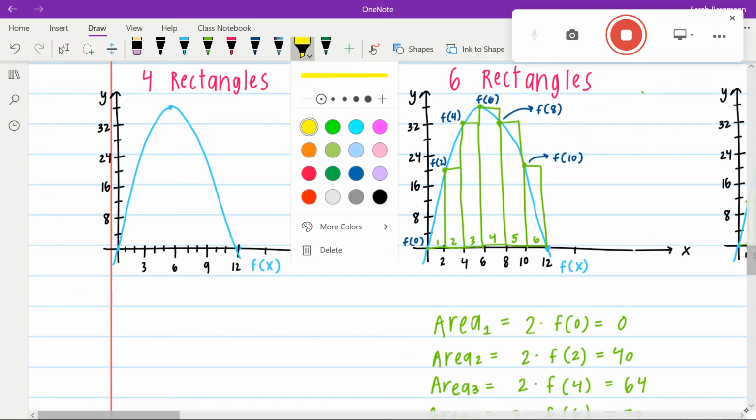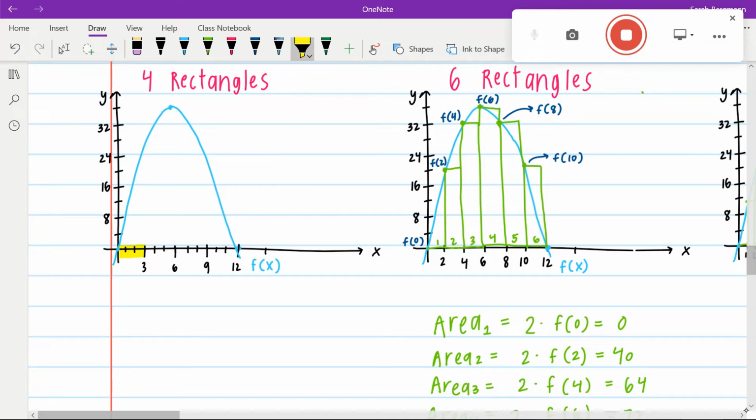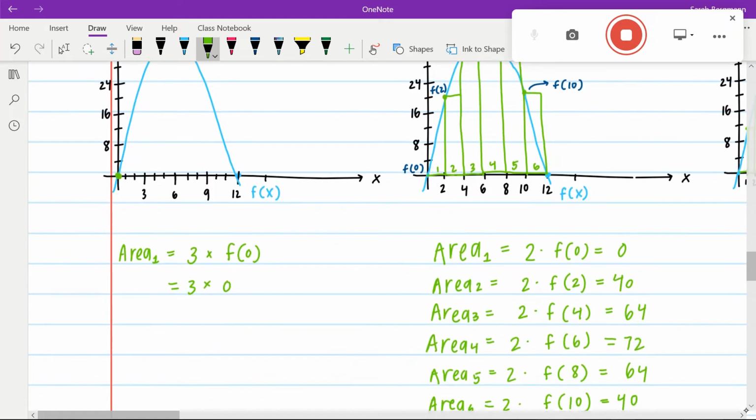So for the left endpoints, we already have our x-axis split up from before. The first segment goes from 0 to 3. The left endpoint of that segment is 0, so I'm going to use 0 to find the height. For the first rectangle, I know that the width is 3, and the height I'm going to find by using the left endpoint, or f of 0. f of 0 is just 0. So notice that this rectangle is not really a rectangle at all. The area of this first section is 0.